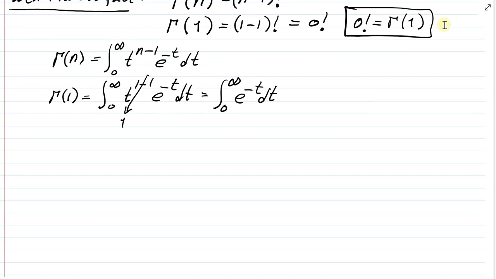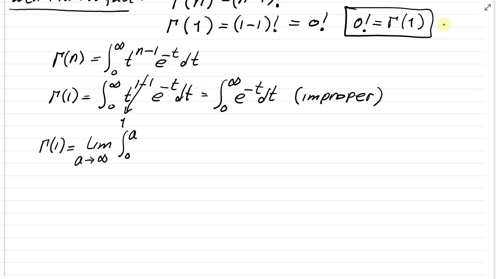Now, all right, let's actually rewrite the right side. If you notice the right side here, the integral is what we call an improper integral, and the reason it's improper is because the upper limit involves infinity. So in order to evaluate gamma of 1, I'm going to write this as the limit as, let's say, a goes to infinity of the integral from 0 to a of e to the negative t dt.